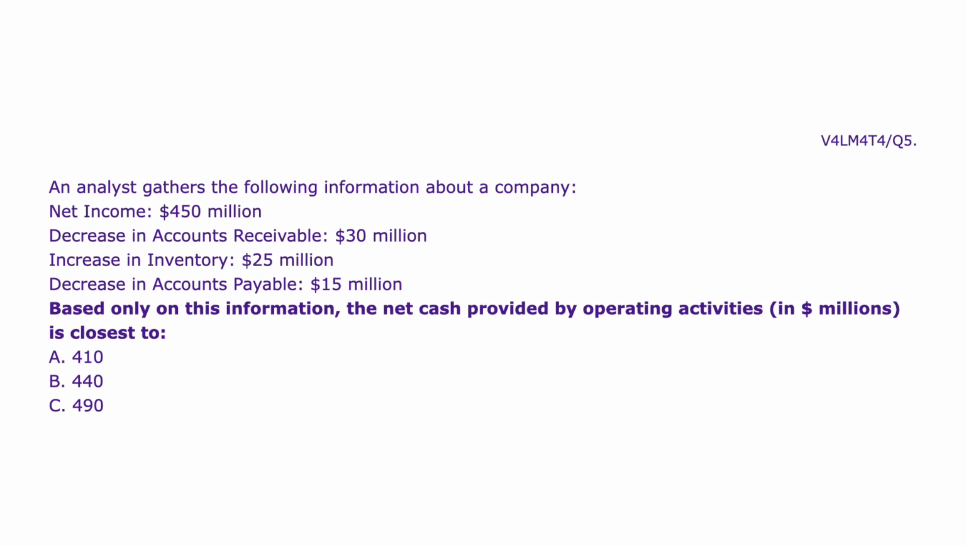An analyst gathers the following information about a company. Net income $450 million. Decrease in accounts receivable $30 million. Increase in inventory $25 million. Decrease in accounts payable $15 million. Based only on this information, the net cash provided by operating activities in $ millions is closest to: A. 410. B. 440. C. 490.